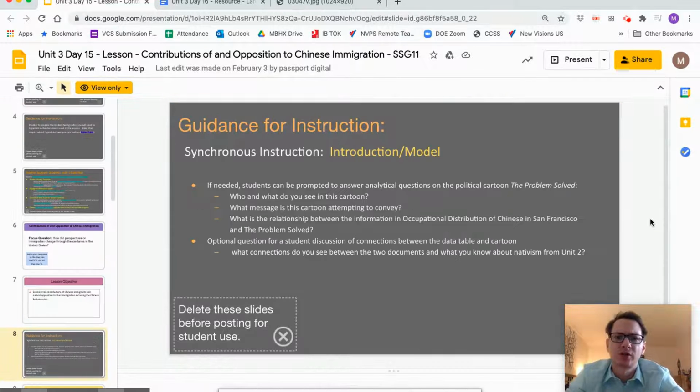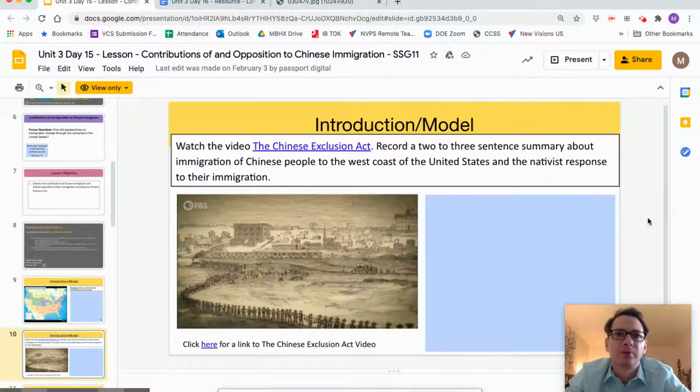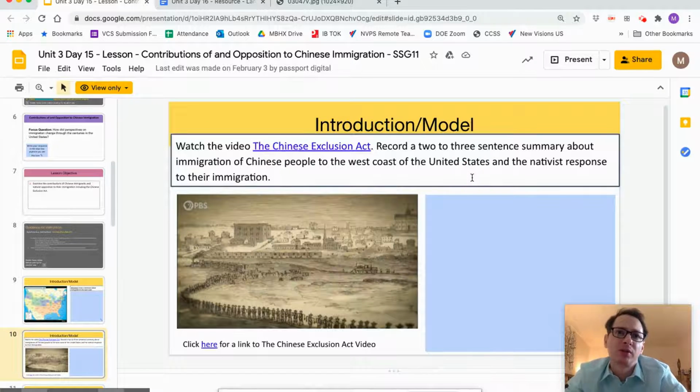This lesson starts with a map of the percent of foreign-born population in 1890 and a video from PBS, and the link to it is right here for the students. Both of these do a really great job at establishing the historical context for this time period.